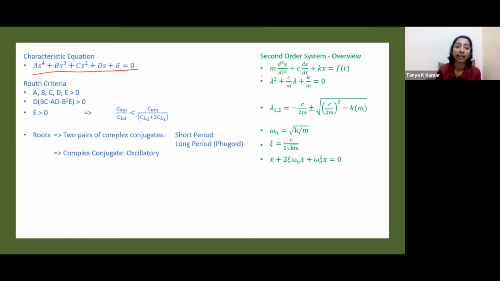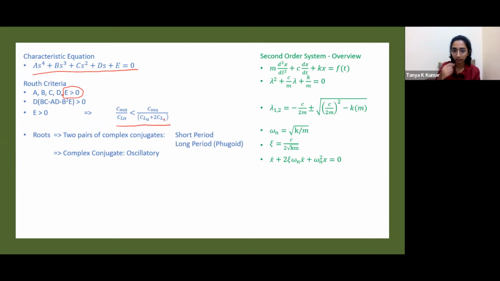Now, for dynamic stability, we apply the Routh criteria. One of the criteria is that A, B, C, D, E, all of these coefficients have to be greater than 0. The next criteria is that BC minus AD minus B square E should be greater than 0. After we took one of the conditions, that is E greater than 0, we analyzed this separately to get this: Cm alpha by Cl alpha should be less than Cmu by Clu plus 2Cl1.